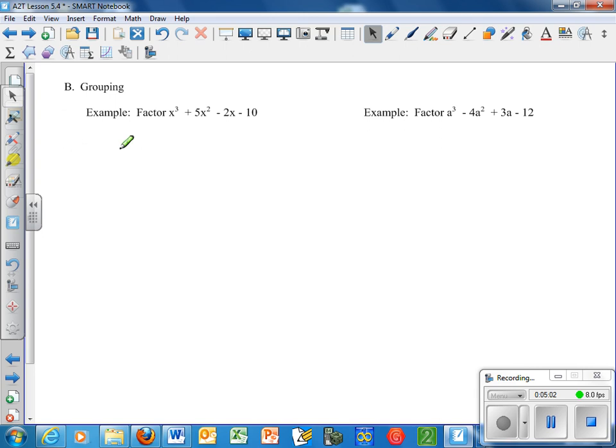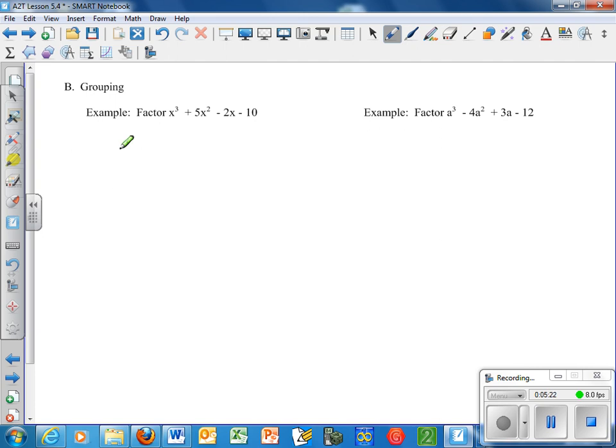which usually involves 4 terms. So if you want to factor by grouping, you want to group a couple terms together that you can take something out of, and then group the other 2 terms together that you can take something out of. Okay? Because if you notice, I have these 4 terms. There is no common factor in all 4 terms. So we want to check, can we factor by grouping?